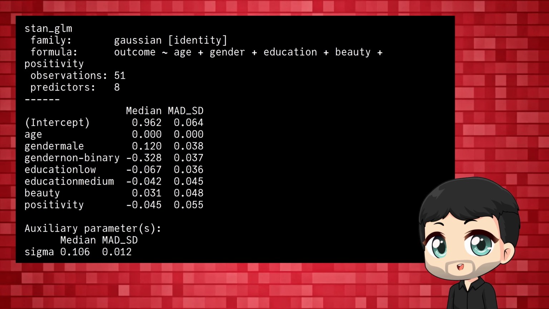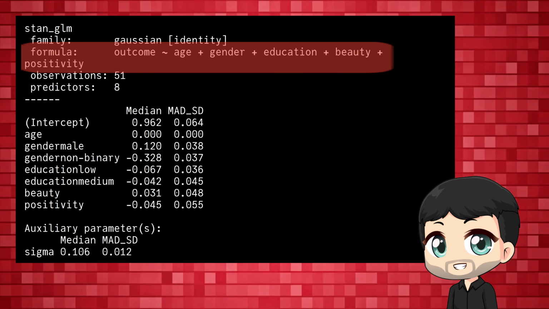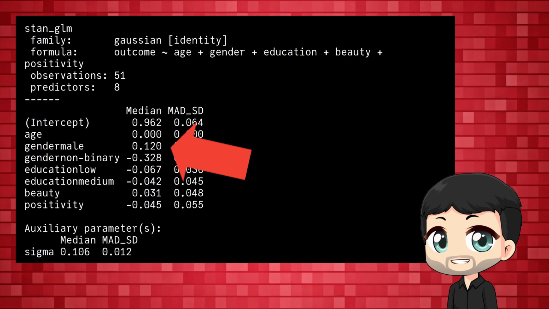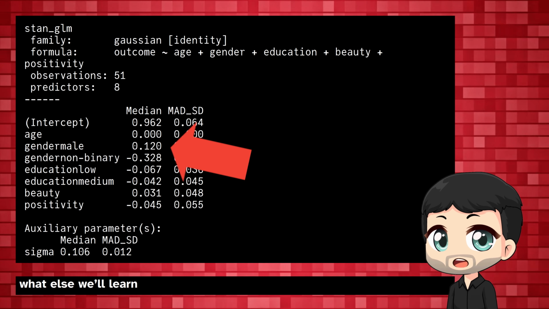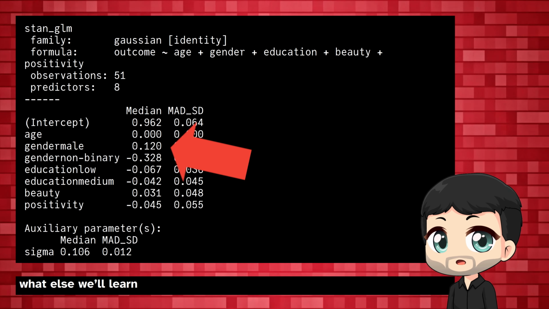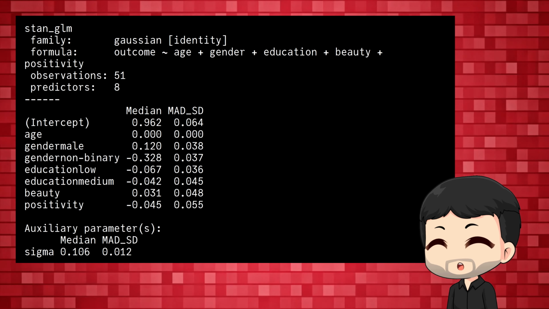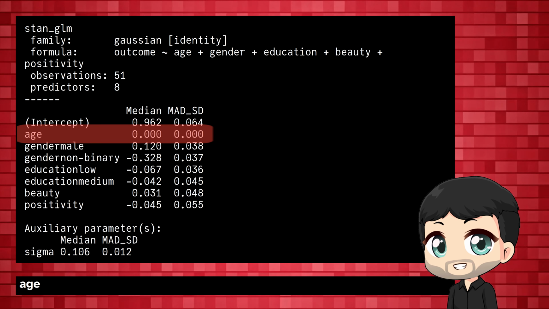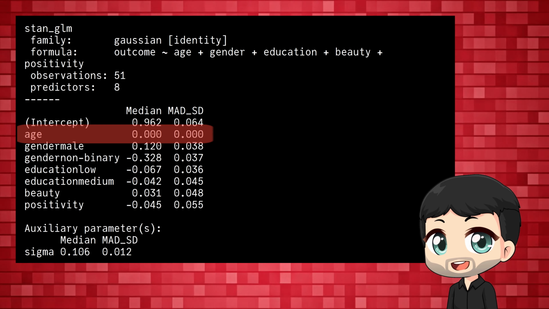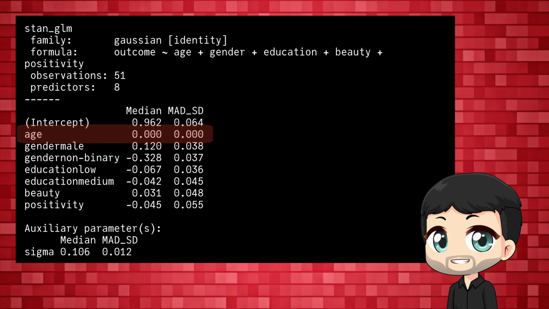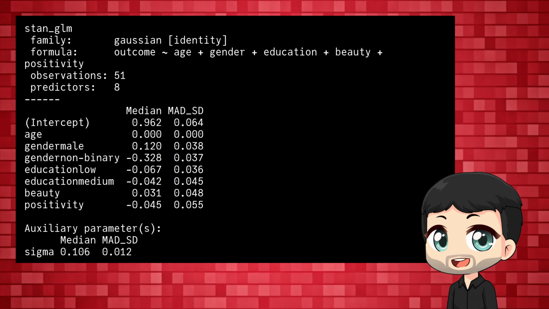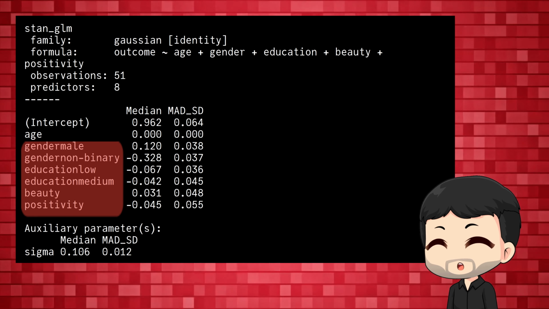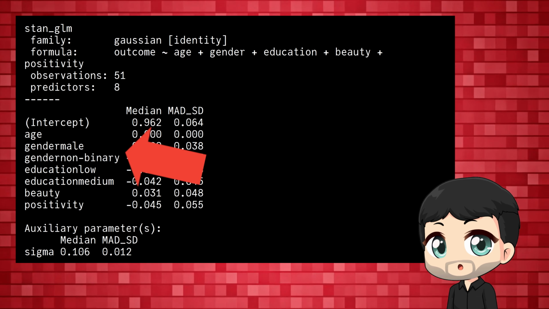For example, here we have age, gender, education, beauty and positivity. The coefficient for each variable tells us what else we will learn if we already know the other variables. So the question here is, if we know the age of a person, does this help us to understand why some people have more income or others less? But we've already taken into account the other variables, that the respondents are not all the same gender, etc.